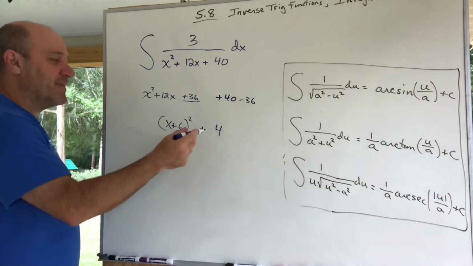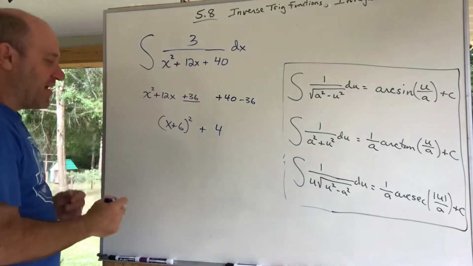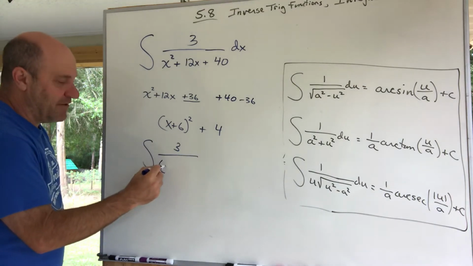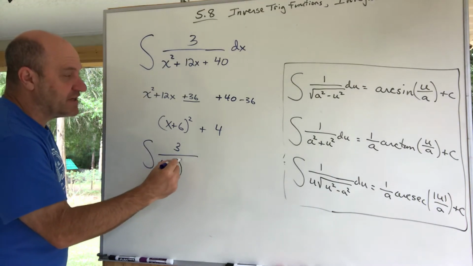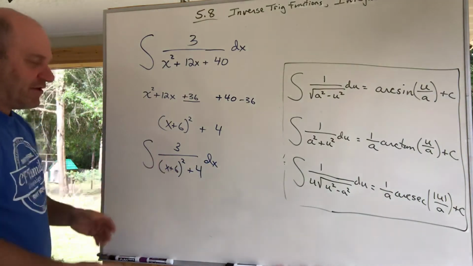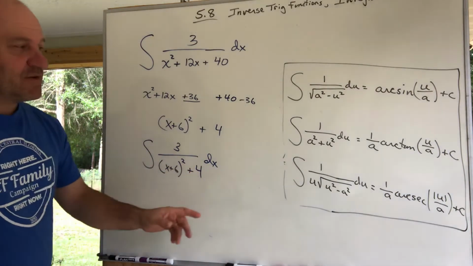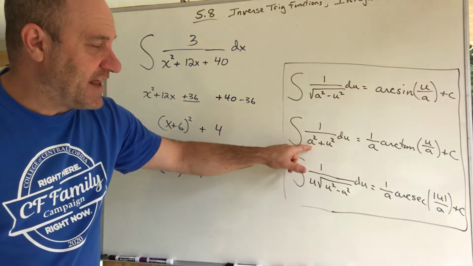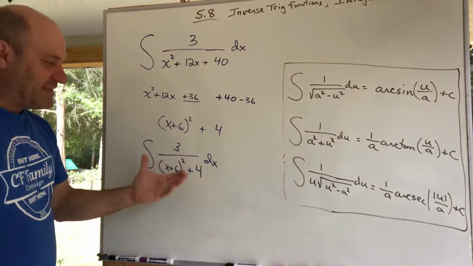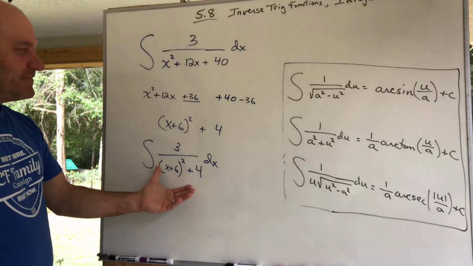So, cool. This problem has become a different looking denominator here. The denominator now looks like this: x plus 6 squared plus 4. And so now it looks like a u squared plus an a squared. A u squared plus an a squared is the same as an a squared plus a u squared, of course. So that's classic arctangent. There it is.